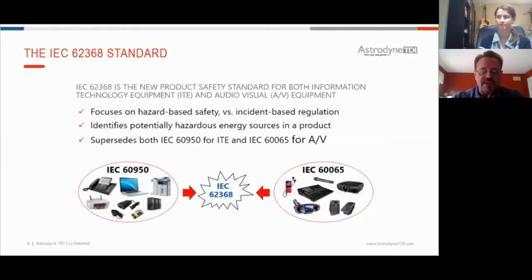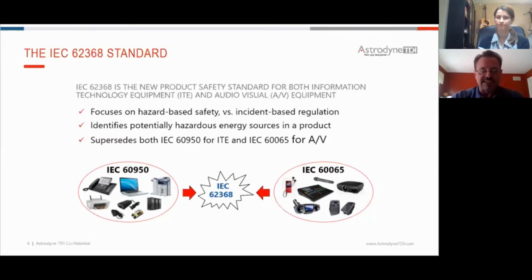So now the IEC has decided that they're going to combine these two into one safety standard called 62368. One of the focuses of 62368, which is different from the previous standards, is that it focuses on hazard-based safety versus incident-based regulation. So what does that mean? It's a philosophical approach saying we want to look at the product and what are the things that can cause danger in the product, and make sure that we're making appropriate safety measures to guard against dangerous situations resulting from those sources.